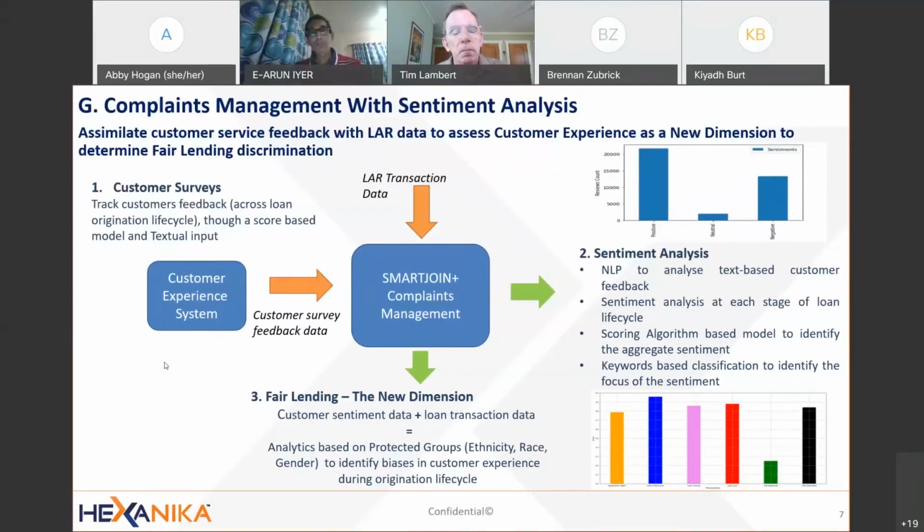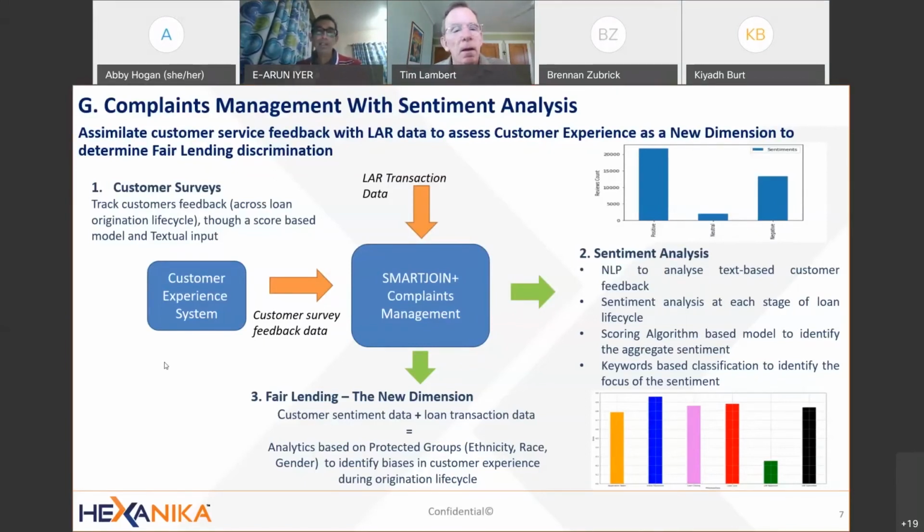The objective was to marry that with the LAR data that would be available and do two levels of analysis. One is pure sentiment analysis of the feedback. We used NLP to analyze text-based customer feedback to get the percentage of positive versus negative versus neutral outcomes. And within that, we further classify negative outcomes, whether they are related to person, process, or the general experience.